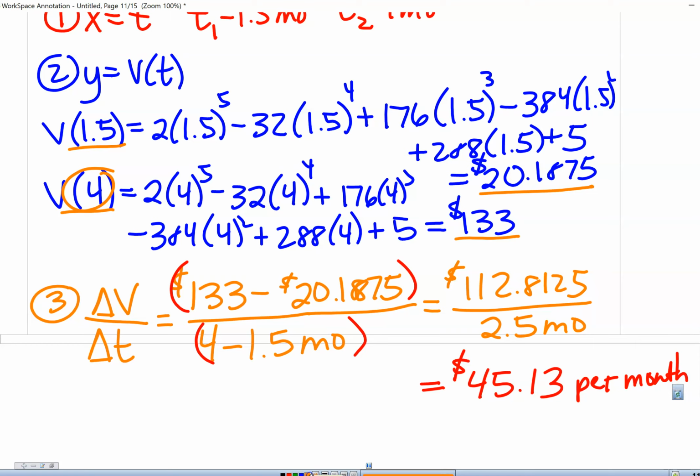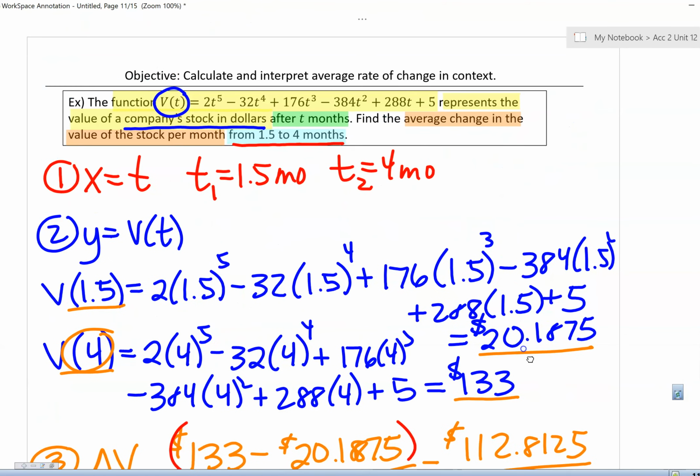And it is still an estimate, but it's not an approximate dollar amount. This is an exact dollar amount to the nearest cent, but it is an approximation of the change in the value. So the way I would word this one, let's take a look at our prompt here.